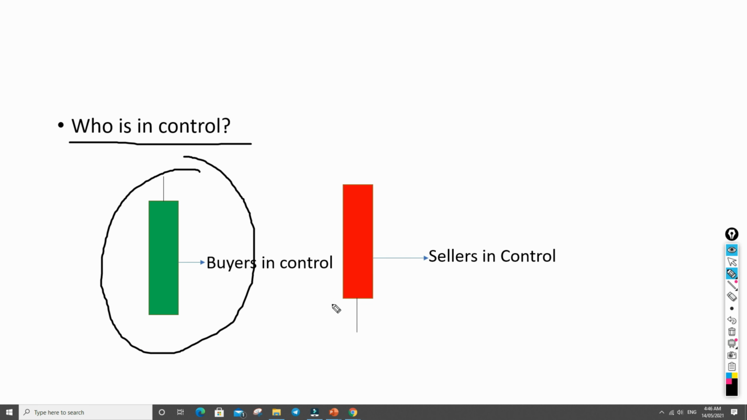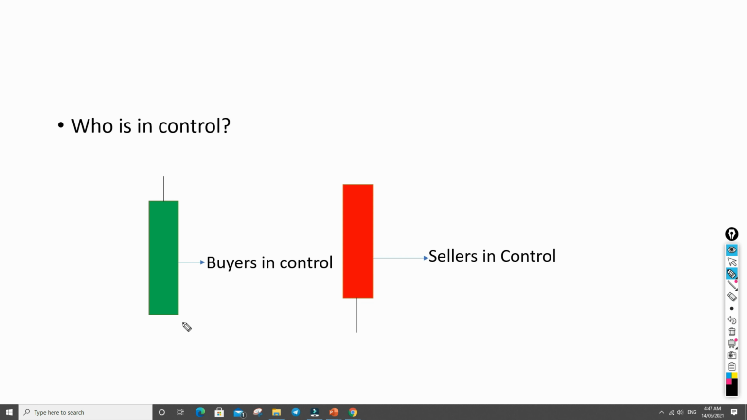That's correct. Buyers are in control. How do you know? See, the market opened here, and there is no wick here. So as soon as the market opened, the buyers started to take control. The price went up to here, the high of the session, and then there was some retracement as the sellers came. The price closed here. So this green candle represents that. Say the price was here at 1.5, and the price closed at 2. The price went to 2.3, and then the sellers came, and the price closed at 2.